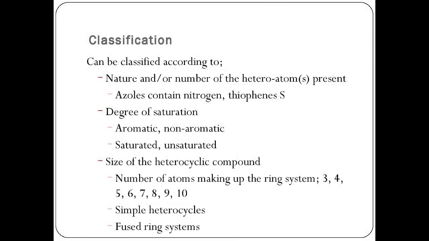Next is the classification of heterocyclic compounds. The heterocyclic compounds can be classified on the basis of nature or number of heteroatoms present, for example, azoles containing nitrogen or thiophenes containing sulfur. They can also be classified on the basis of degree of saturation. It can be aromatic or non-aromatic. It can be saturated or unsaturated. Next, the size of the heterocyclic compound, that means the number of atoms making up the ring system, whether it is a 3-membered ring, 4-membered ring, 5-membered ring, and so on. It can also be categorized into simple heterocycles and the fused ring system. Fused ring systems are the compounds which contain more than one ring.